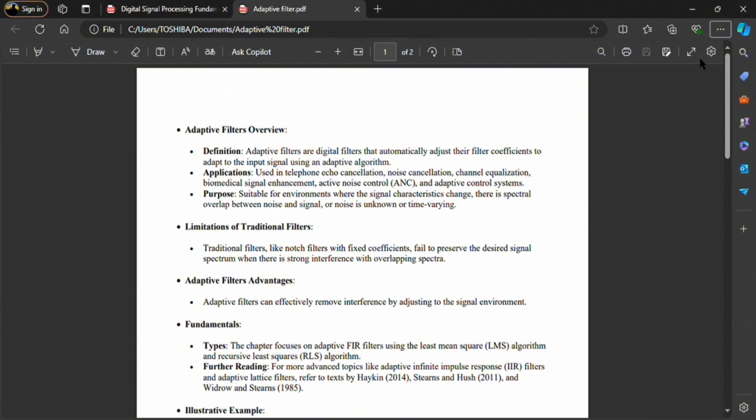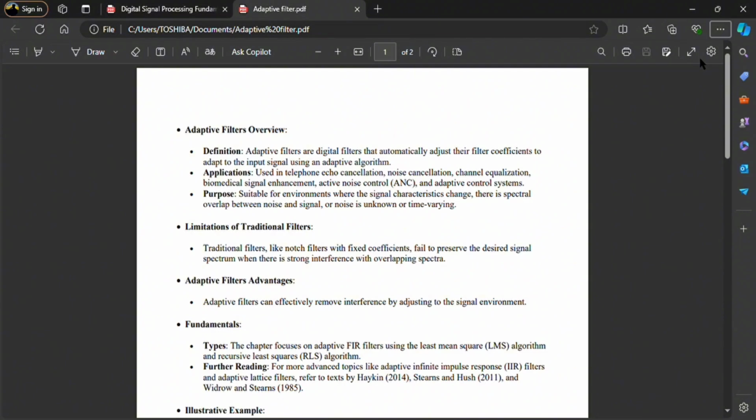Adaptive filters are used in telephone echo cancellation, noise cancellation, channel equalization, biomedical signal enhancement, active noise control and adaptive control systems. The purpose of these adaptive filters is that they are suitable for environments where the signal characteristics change, there is spectral overlap between noise and signal, and the noise is unknown or time varying.